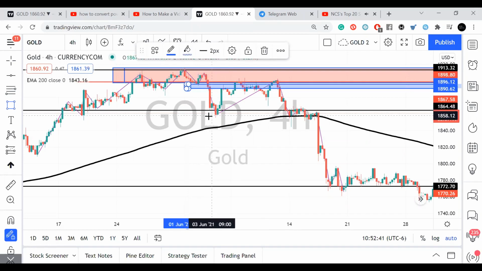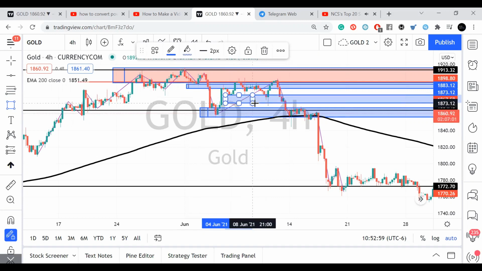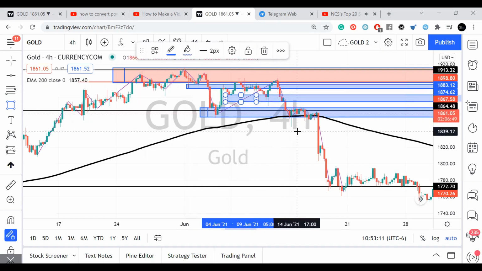Then from here, what else did I do? I marked out here to get the wick too. Then from here, these are also very important parts of this market. Then here I have a zone like this, because price is going to repeat this same move. Then when price dropped here, I marked here.